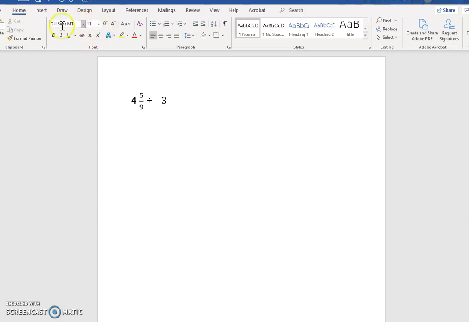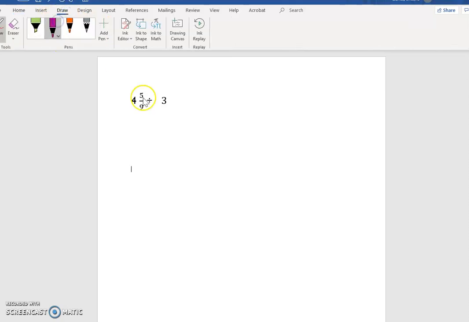Remember, to change this back into an improper fraction, we take the whole number 4, multiply it by the denominator, 9. So 4 times 9 here gives me 36. And that's going to get added to the 5 that we originally have. So 36 plus 5 will now give me 41. So I'll rewrite this. It becomes 41/9 divided by 3.